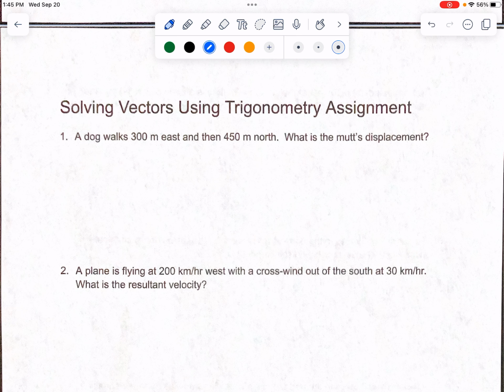A dog walks 300 meters east and then 400 meters north. So I'm going to draw my directions.